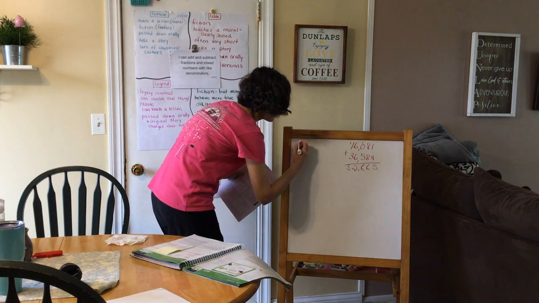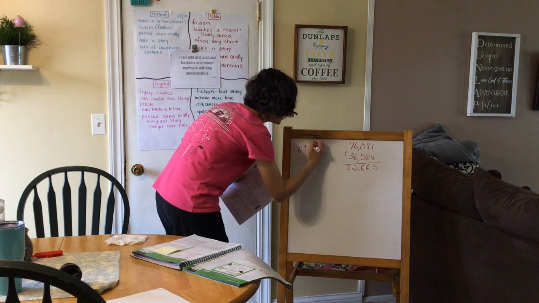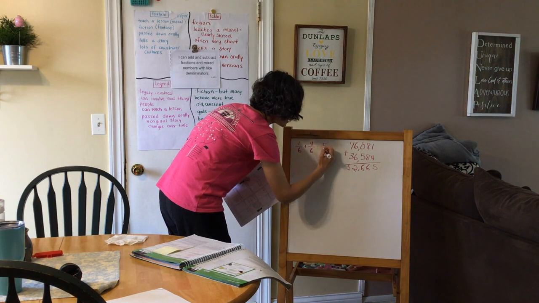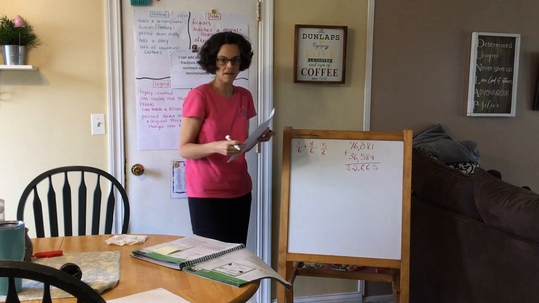1/6 plus 4/6 is 5/6. And I get a proper fraction, so I'm good to go on that one.